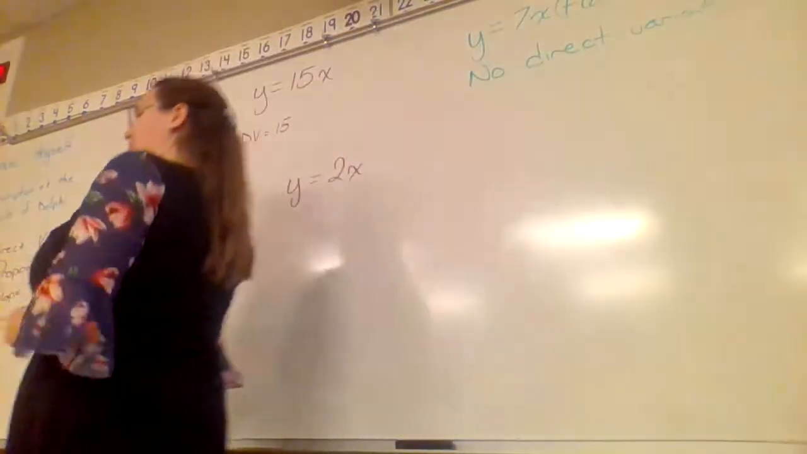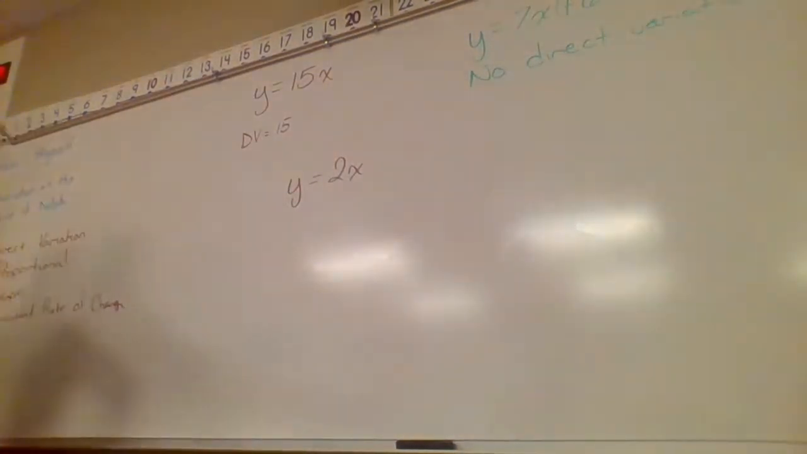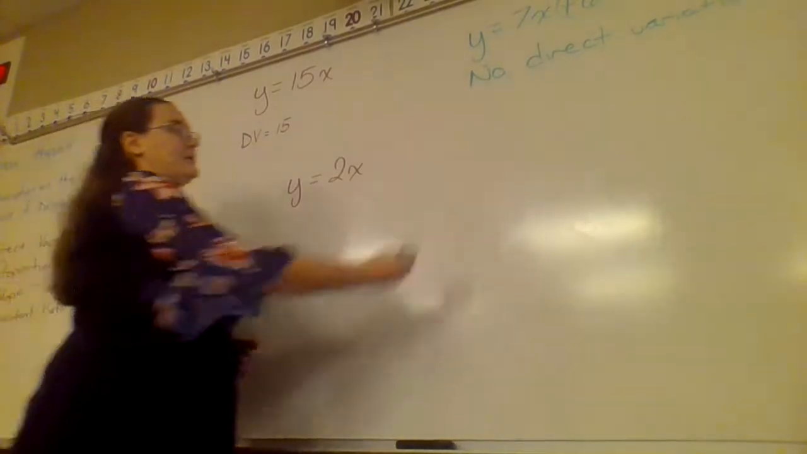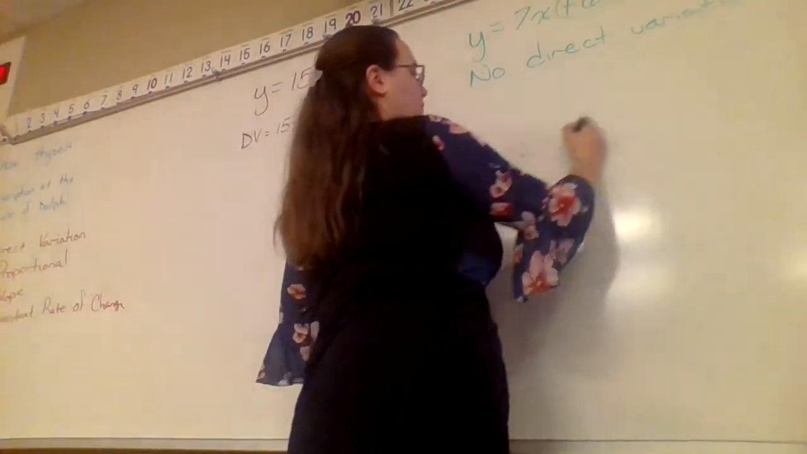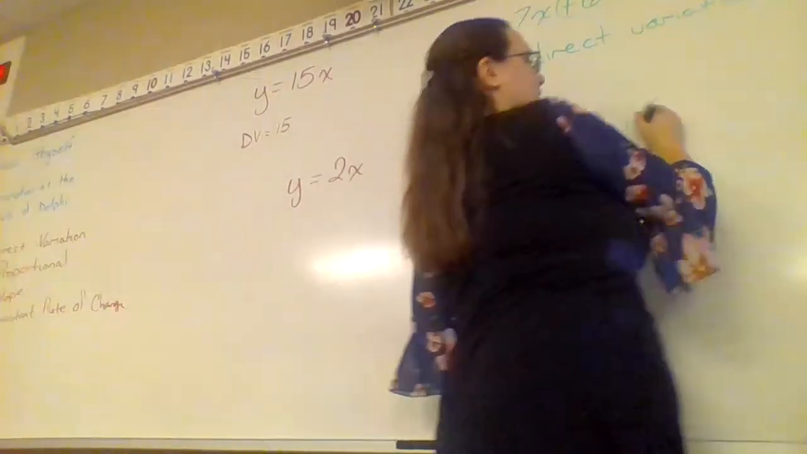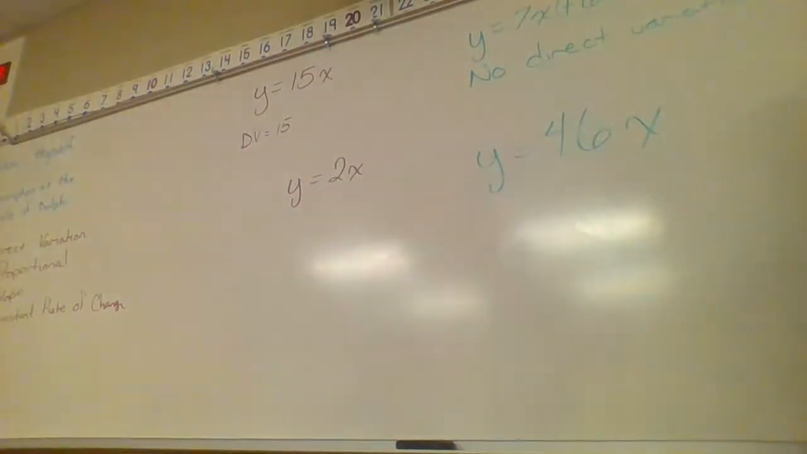That's why if we add 6 to the end, if we add anything to the end, it's not a direct variation. You guys will actually not be getting any of those. All of yours will literally be y equals 46x. What is the direct variation? 46. Now I'm going to add to this. I'm going to say that y is the miles.